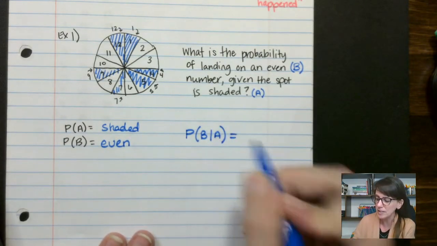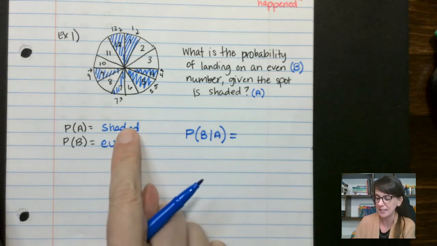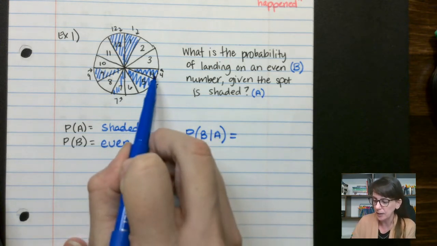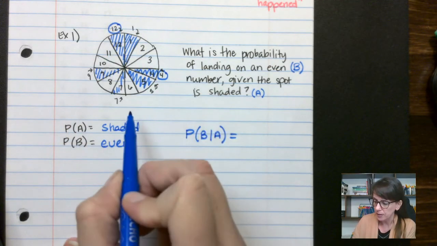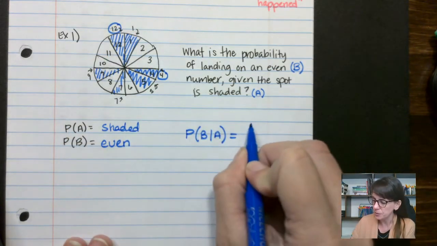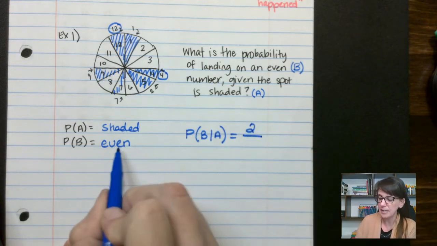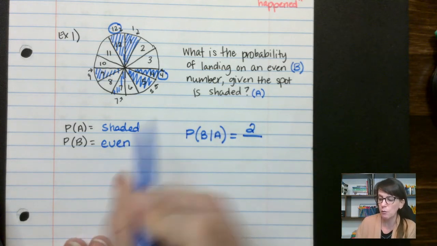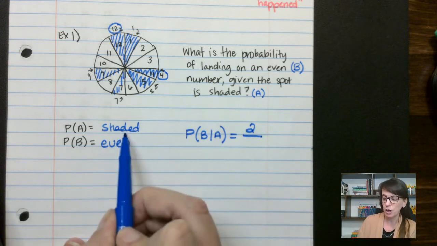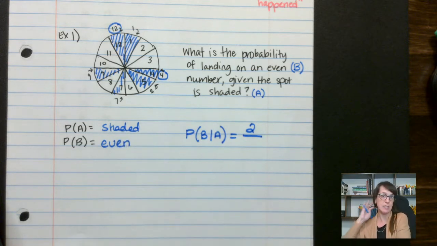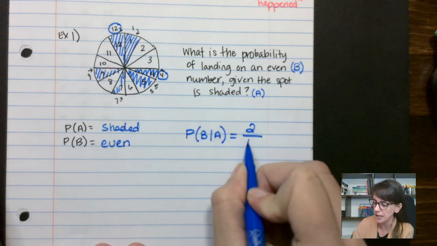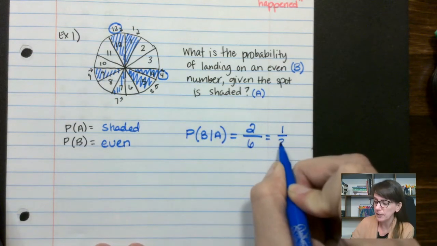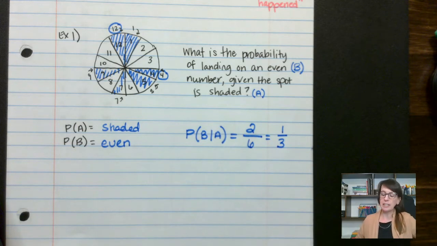So what satisfies both of these? What is both even and shaded? Well, it looks like we have 2, and that's it, just 2. So we have 2 out of. Now we have to do over our A, which is our shaded. So now we have to say, okay, there's 1, 2, 3, 4, 5, 6 that are shaded. So the probability of landing on an even number given that the spot is shaded is 1 out of 3.